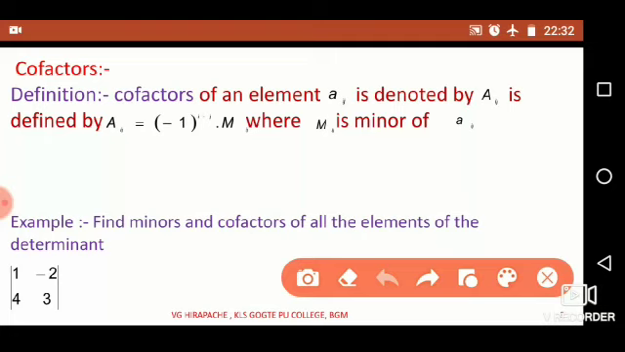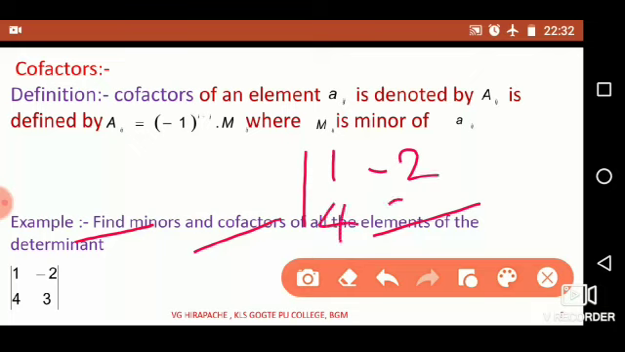With the help of these two definitions, we are going to solve a few examples. Let me begin with the first question. Find the minors and cofactors of the elements of the determinant. Instead of a matrix, we have been provided the determinant containing 1, minus 2, 4, 3. We have to find the minor of each element of the given determinant.